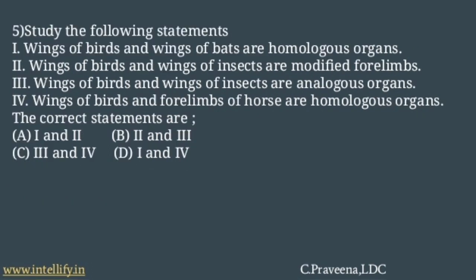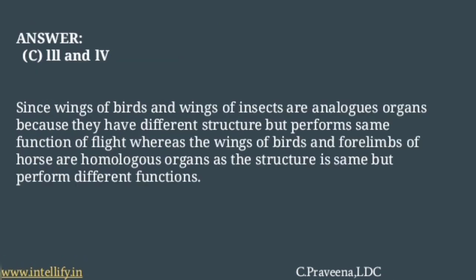Now the fifth question is, study the following statements. First statement is, wings of birds and wings of bats are homologous organs. Second one is, wings of birds and wings of insects are modified forelimbs. Third one is, wings of birds and wings of insects are analogous organs. Fourth one is, wings of birds and forelimbs of horse are homologous organs. So the correct statement is C, third and fourth, because wings of birds and wings of insects are analogous organs, as they have different structure but perform the same function of flight, whereas wings of birds and forelimbs of horse are homologous organs, as the structure is the same but they perform different functions. So the correct answer is C, third and fourth.